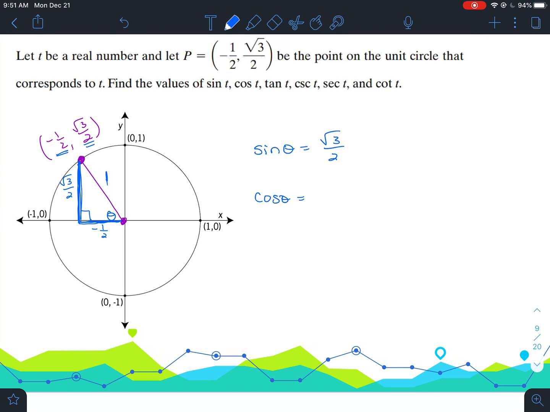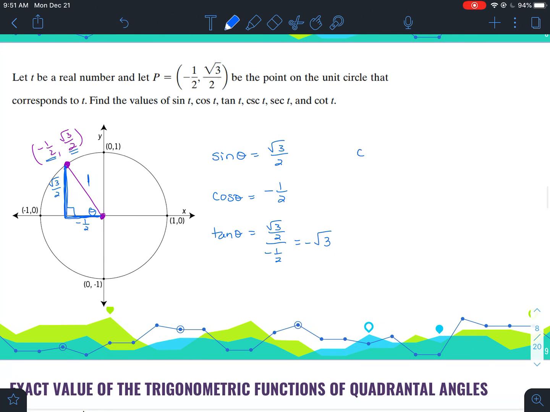And now we're just going to use that triangle. So the sine is going to be the opposite over the hypotenuse. So it's going to be square root 3/2. The cosine is going to be adjacent over hypotenuse, so it's going to be -1/2 over 1, so it's going to be -1/2. The tangent of that angle is going to be the opposite over the adjacent, so square root 3/2 over -1/2, so that's going to be negative square root 3.